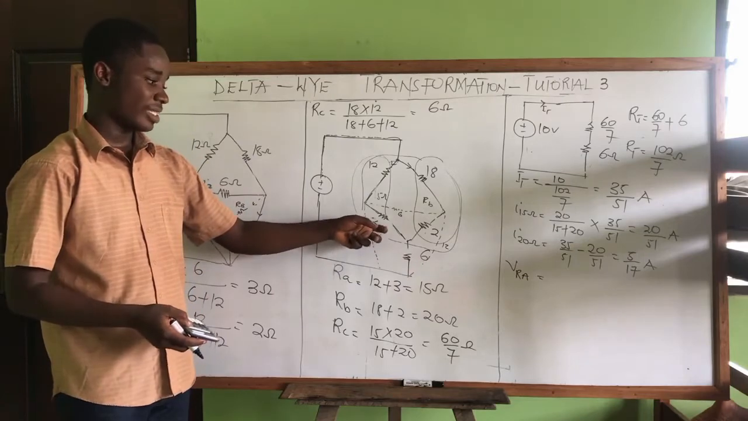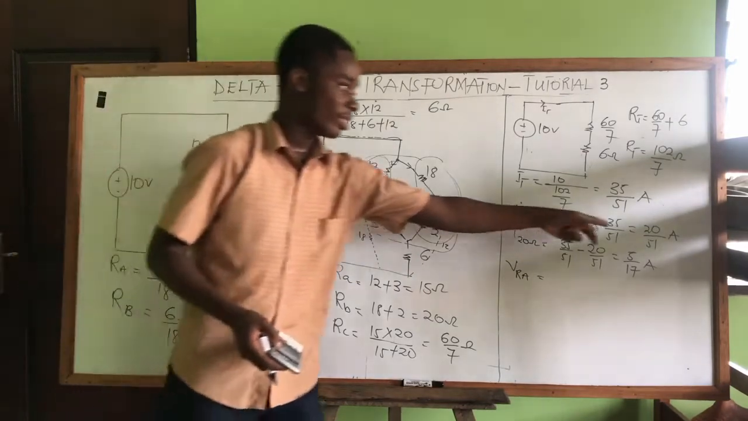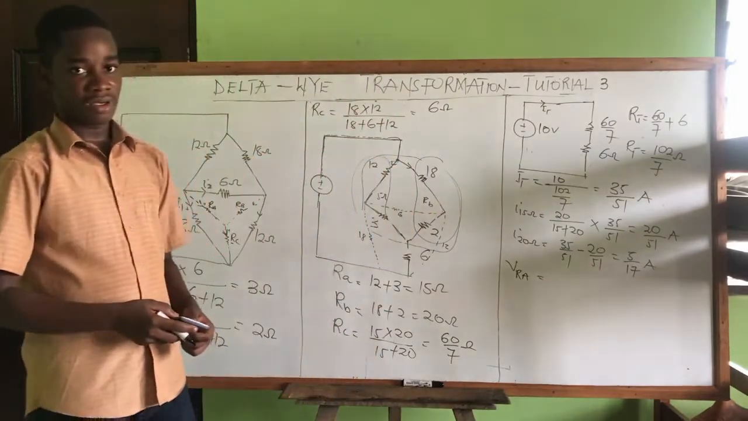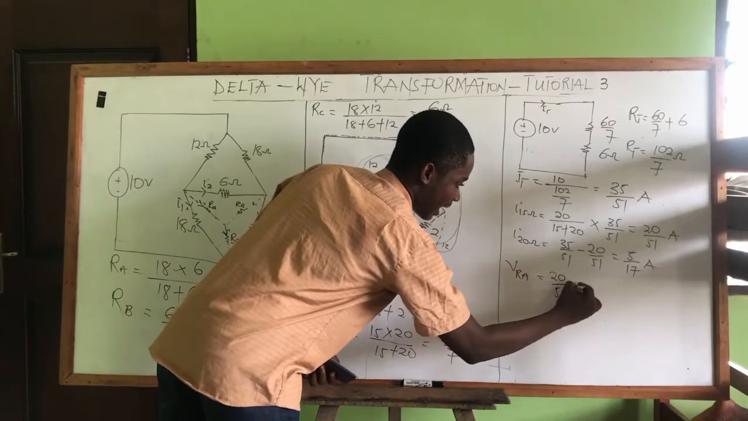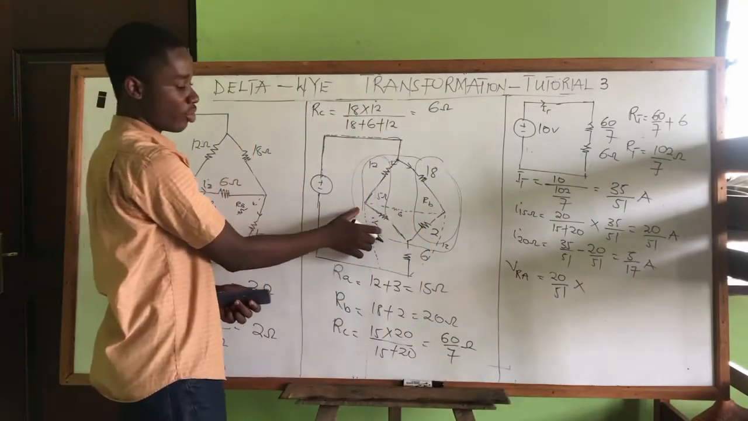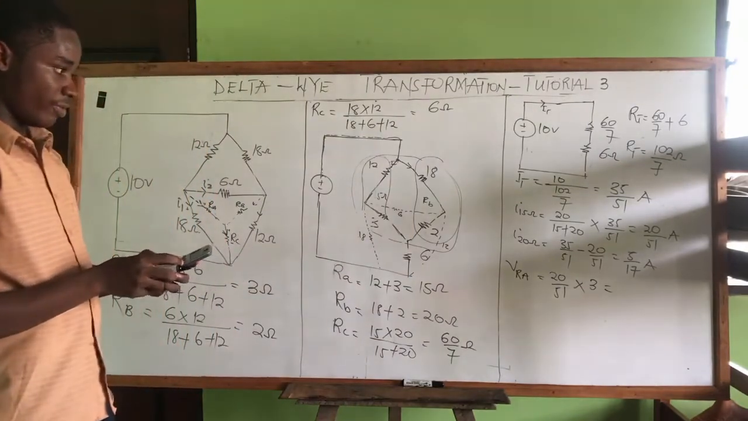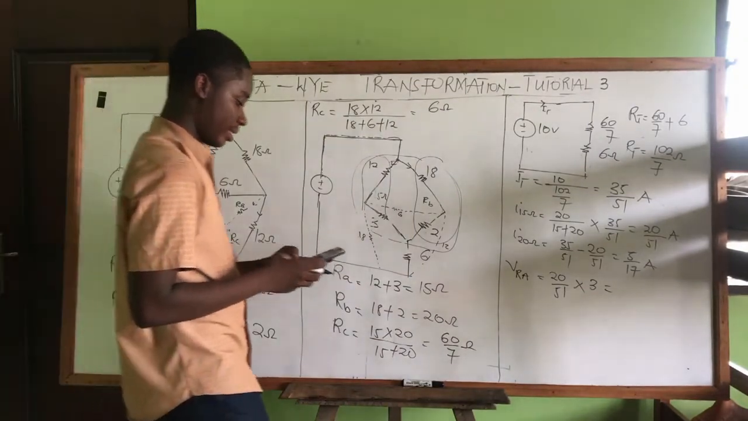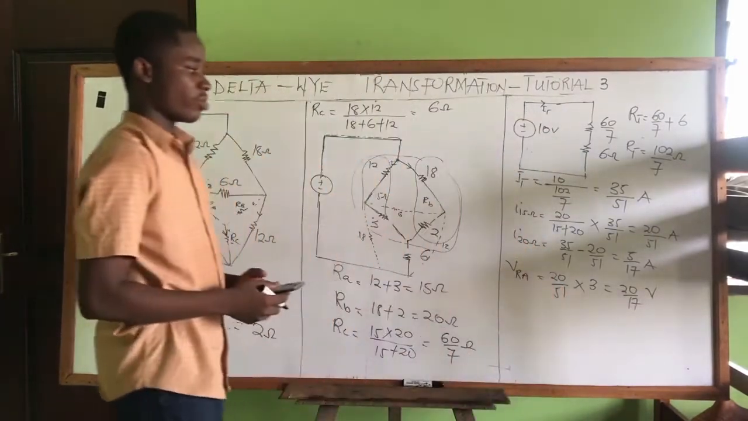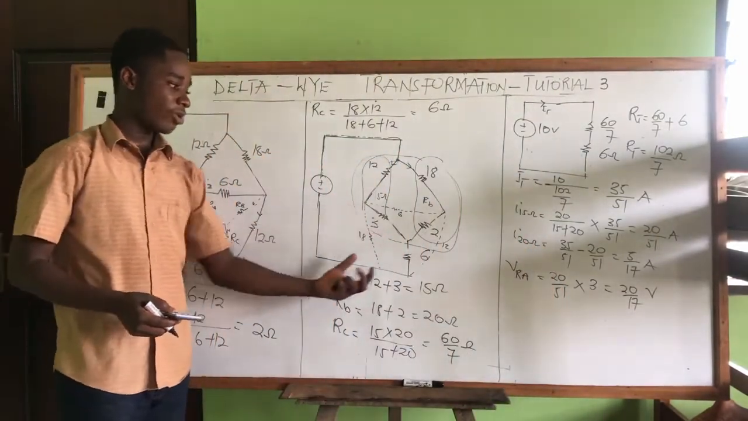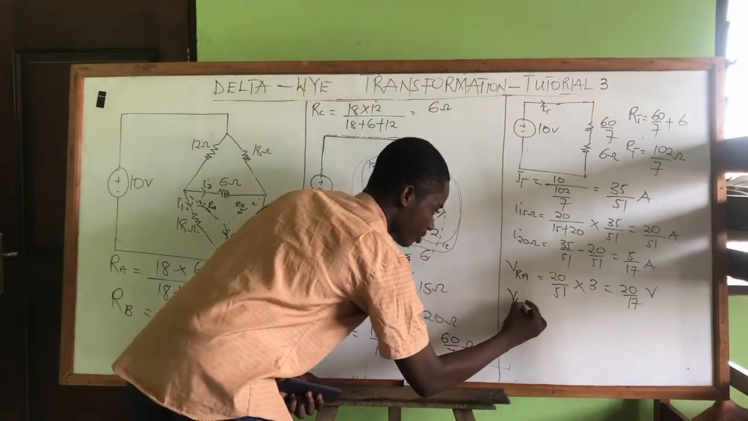So voltage for this one is the current through this one. And what's the current through this one? The current through the 15, we know it is 20 on 51. So the voltage will be the current times the resistor. V is equal to IR. So the voltage is 20 on 51 by 3. And we have 20 on 17 volts. So we have voltage for this one. Let's calculate what voltage for this is. So voltage for 6 ohms.